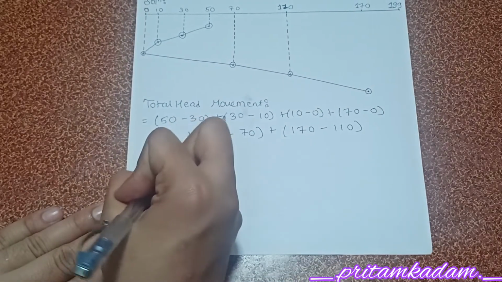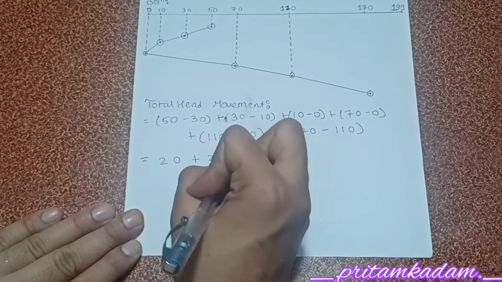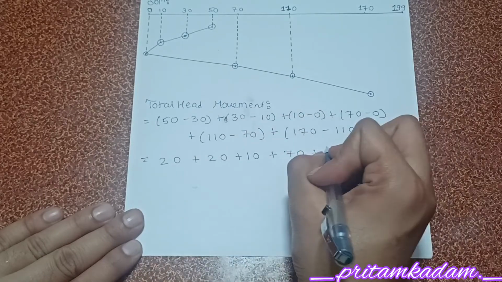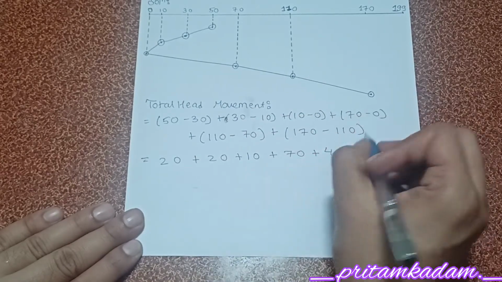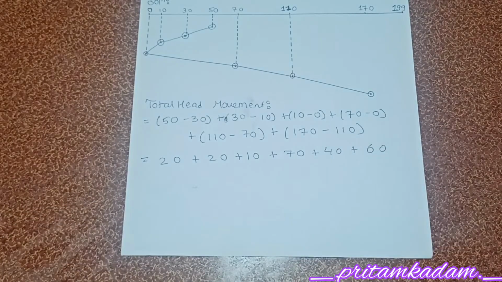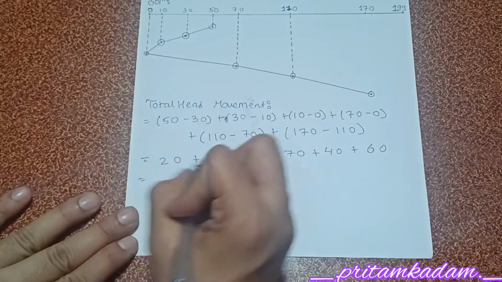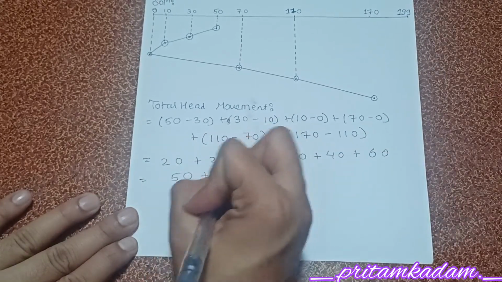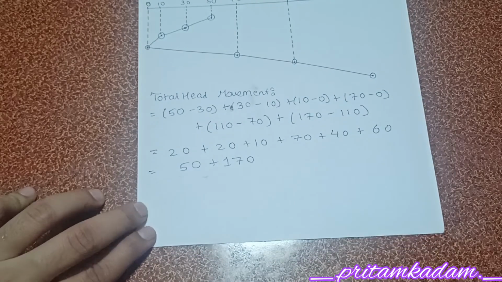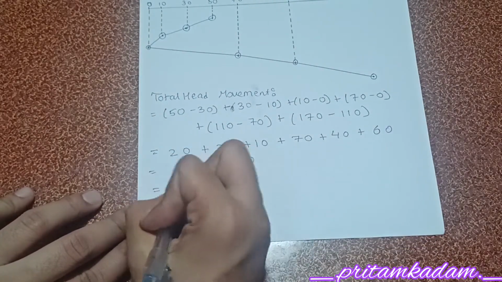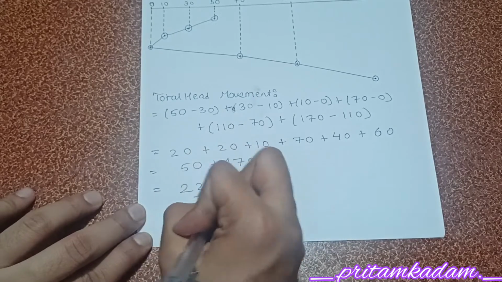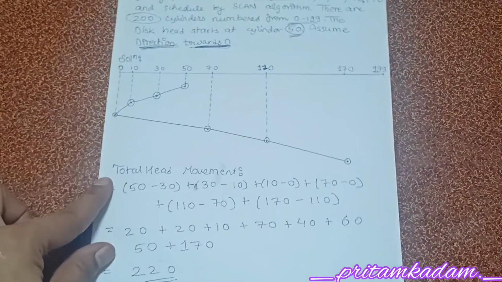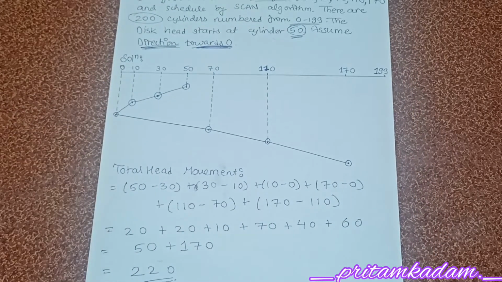So 50 minus 30 is 20, 30 minus 10 is 20, 10 minus 0 is 10, 70 minus 0 is 70, 110 minus 70 is 40, and 170 minus 110 is 60. Now we will add these. 20 plus 20 plus 10 is 50, then 60 plus 40 is 100, and then this 70, so 170. So 220 is the total head movement that we got. If you get any question for SCAN, then you have to solve it like this.